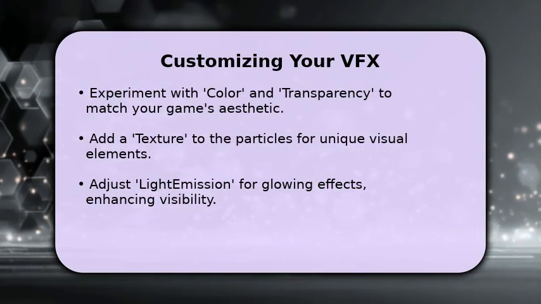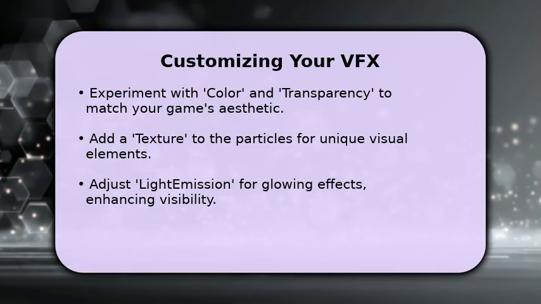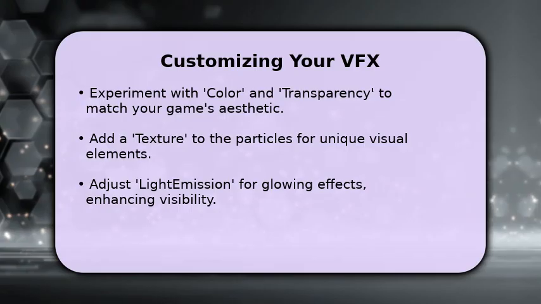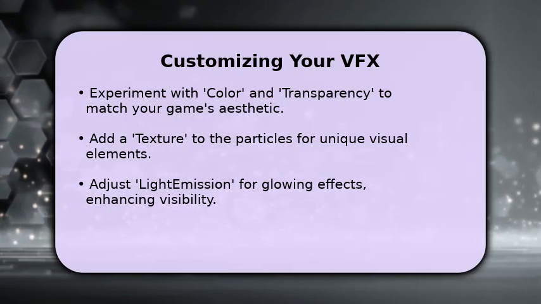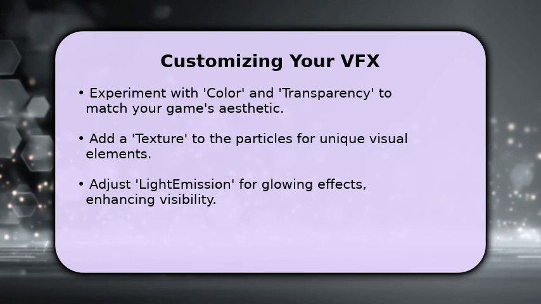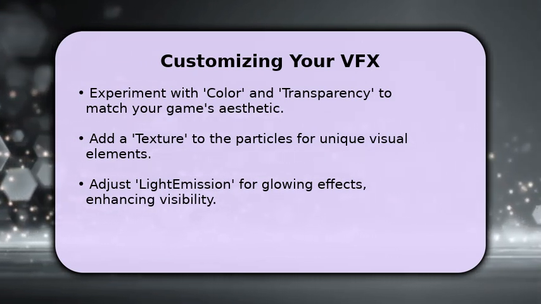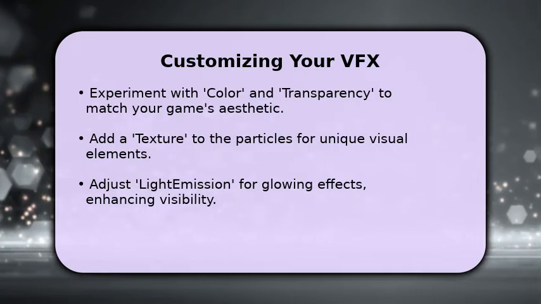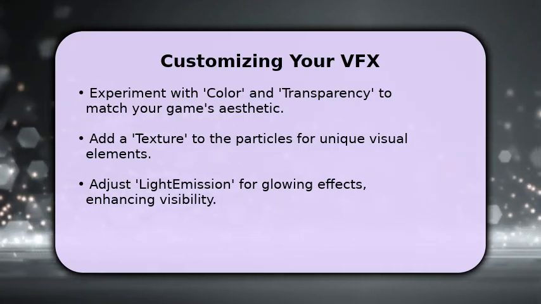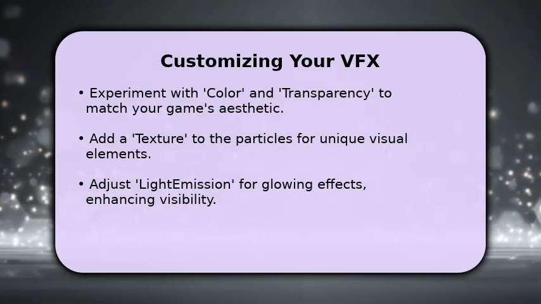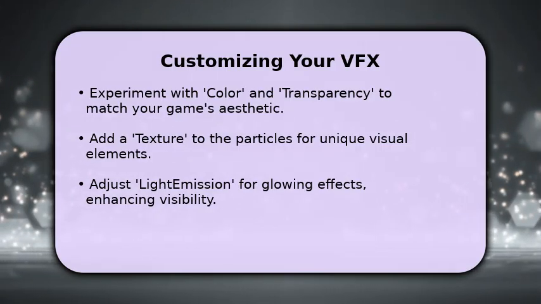Finally, personalize your circle VFX. Change the color property to any hue you desire, perhaps a vibrant blue or a fiery red. Adjust transparency to create a fading effect, starting at 0 and ending at 1. Consider adding a custom texture to your particles for unique designs, like stars or sparks. Increase light emission to 0.8 for a subtle glow, making your circular effect truly stand out in your Roblox game.